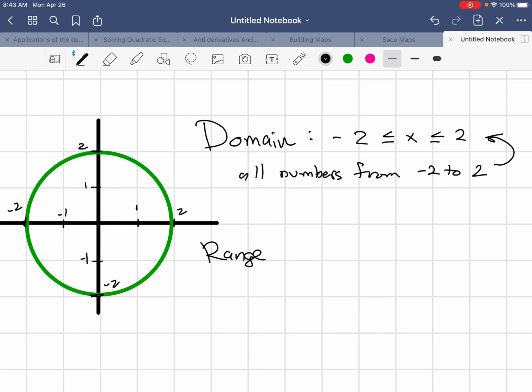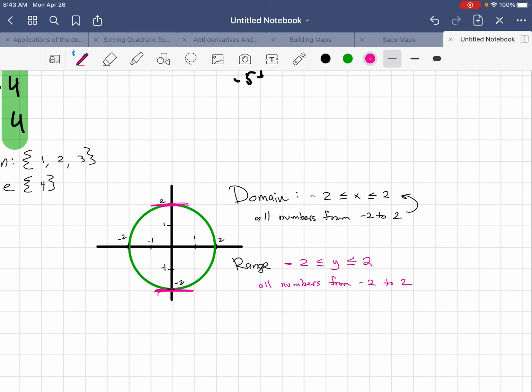Okay? And I should have done something a little different here, but the range also goes from -2 to 2. The difference being that we're going along the y-axis, so I'm using the y. And again, it's all numbers from -2 to 2. So that's a quick look at domain and range.